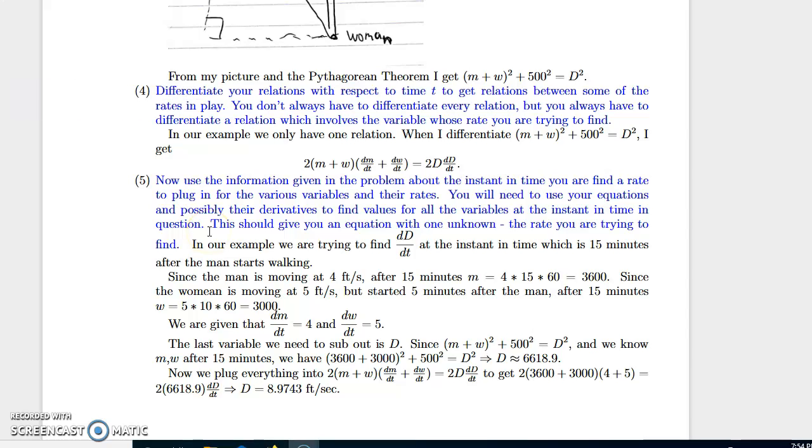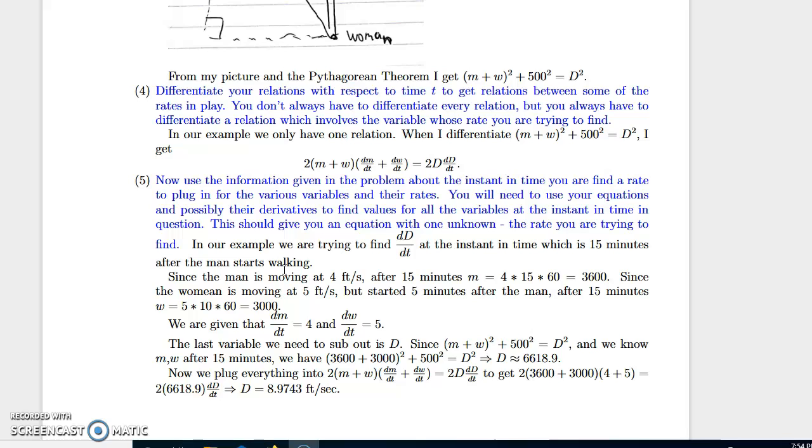Now, at this point, you want to use that extra bit of information given in the problem that relates to some instant in time. So there's some instant in time that you're going to want to find the values for the various variables at that instant, find the values for their rates at that instant, and hopefully you'll have enough information to then solve for what you're trying to find. In our example, we're trying to find dD/dt. That means we're going to have to know capital D, we're going to have to know dm/dt and dw/dt, and we're going to have to know m plus w. But we're trying to find it at the instant in time, which is 15 minutes after the man starts walking.